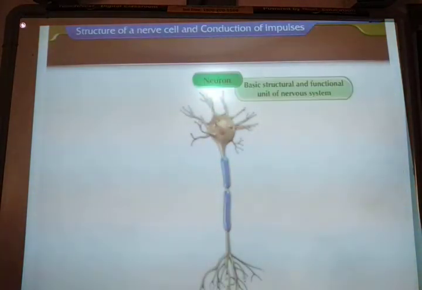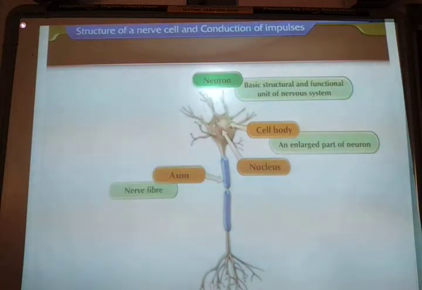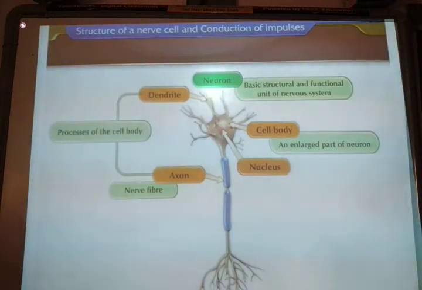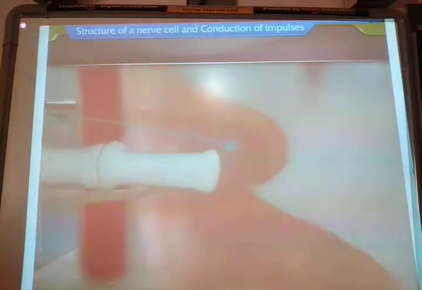Neurons are the basic structural and functional units of the nervous system. A neuron consists of three main parts, namely the cell body, which is an enlarged part of the neuron with a nucleus in the center, the axon, which is a nerve fiber, and dendrites. The dendrites and axons can be called the processes of the cell body. We come to know that an object is hot or cold by the sense of touch.